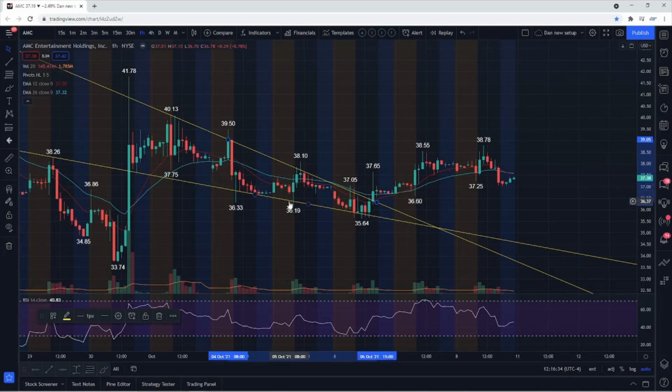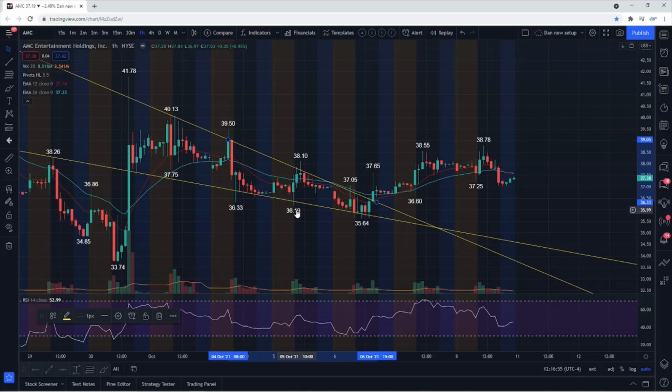So what stood out to me of this pattern is we had a low on October 4th. We broke that level the next day, October 5th. Look at how much we broke it by. AMC is a very volatile name. It trades 5% moves, 10% moves very easily when that volatility gets going. So we broke support here by 0.5%.